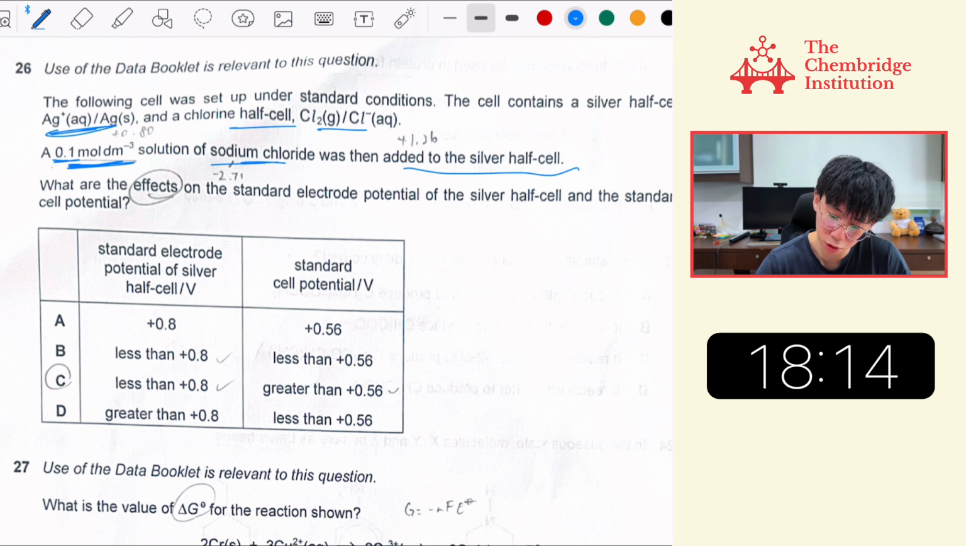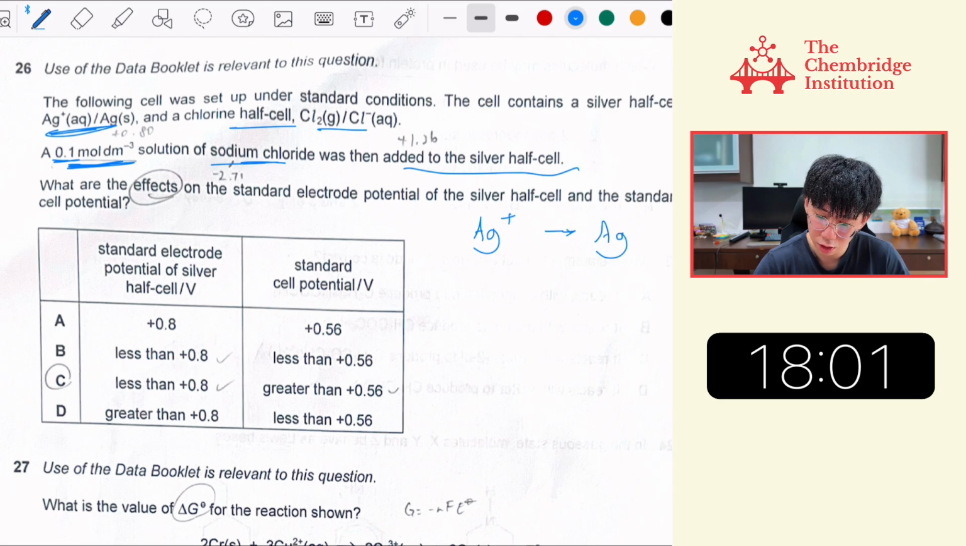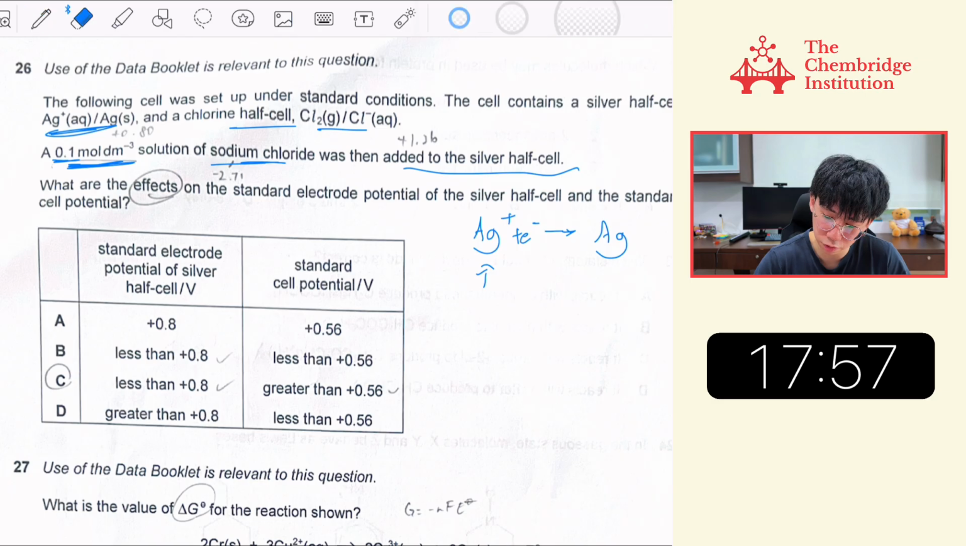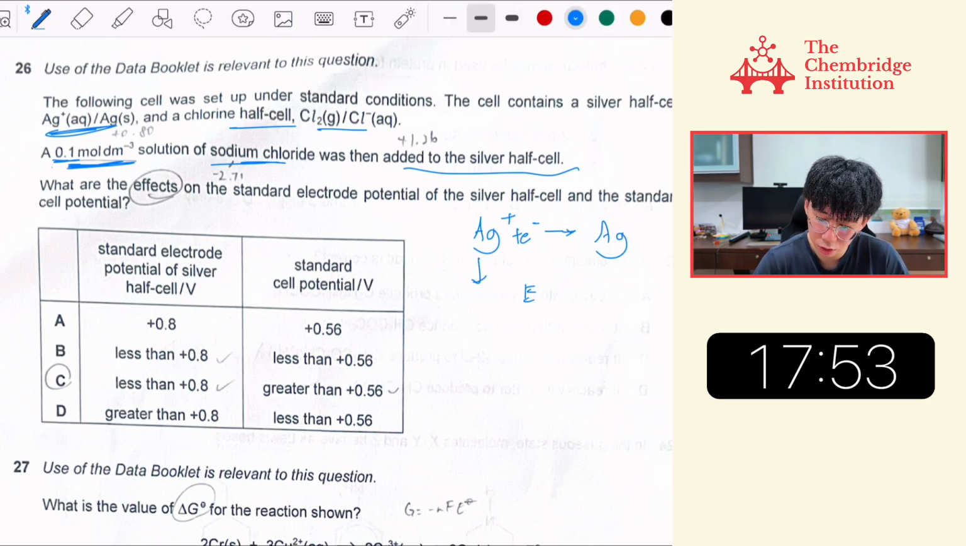Okay, so this sodium chloride will react with the Ag plus, right? Because the reduction reaction is just Ag plus plus e minus to Ag. So if this decreases, then your E value would decrease, right? Because it's not likely to reduce. Is there a trap somewhere?